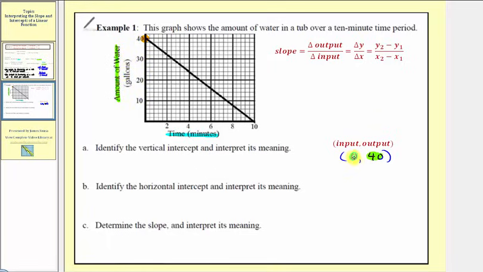So this tells us at time 0 there are 40 gallons of water in the tub. So we could write that out and say at 0 minutes there are 40 gallons of water in the tub, but when the time is 0, that's the starting amount or initial amount. So let's go ahead and say the initial amount of water in the tub is 40 gallons.